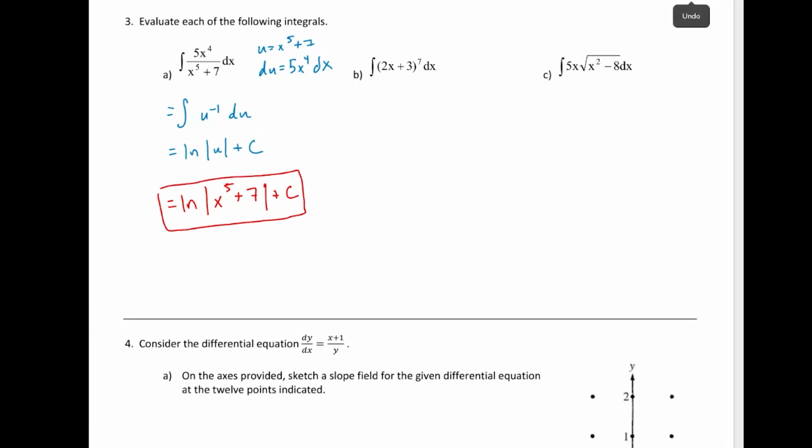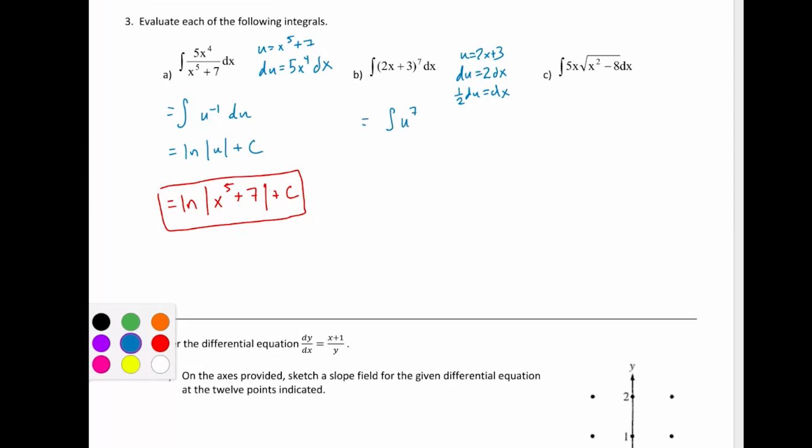For letter B, and this one might not be as obvious, but we can let u be 2x plus 3, and therefore du would be just 2 dx. Now here we do not have a perfect match, so I do need to divide both sides by 2. 1/2 du is dx, and now I can make my substitutions. So this will equal the integral of u to the 7th times 1/2 du. Don't forget that you can put that 1/2 on the outside and make that integration a little bit easier.